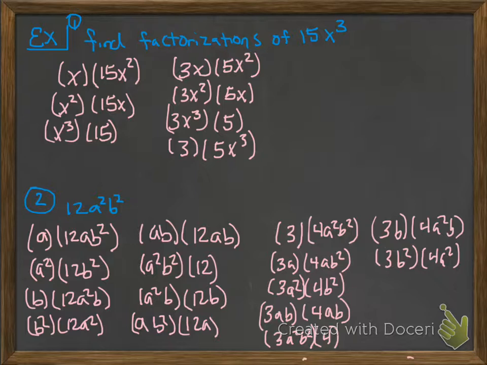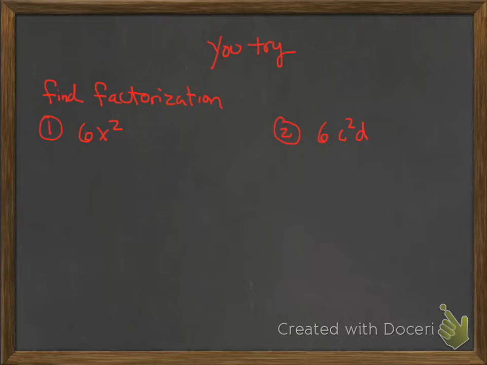I'm getting the gist of how I'm going through these and making sure we've covered all of our bases. Oh, we can still do 3a squared b times 4b, 3ab squared times 4a, and so on and so forth until we make sure we got them all. Alright, so come up with the factorizations of these two monomials. Do your best to go through them. We'll talk about them more during class.